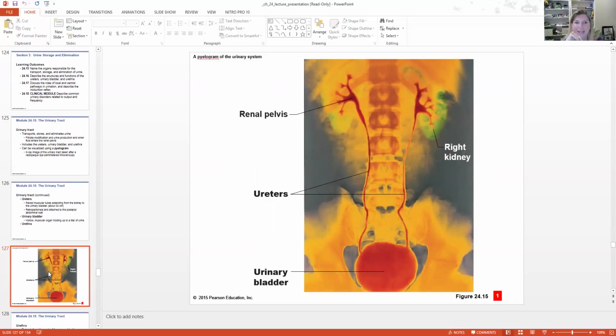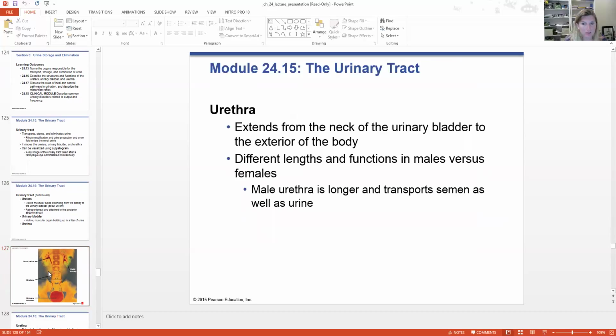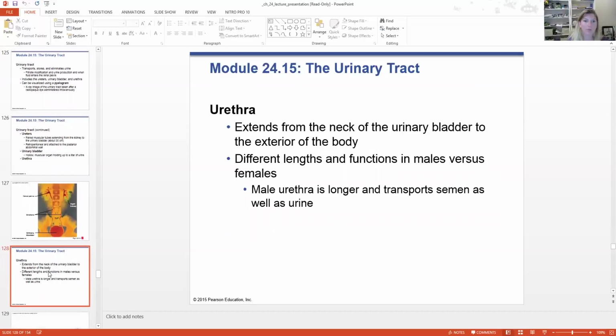There is the pyelogram. There we go. See the right kidney, the left kidney there. This is taken from the back. And the urethra, going from the neck of the urinary bladder all the way to the outside of the body.